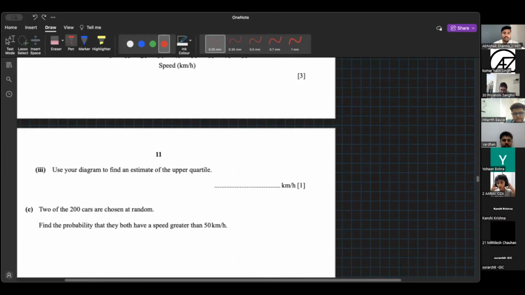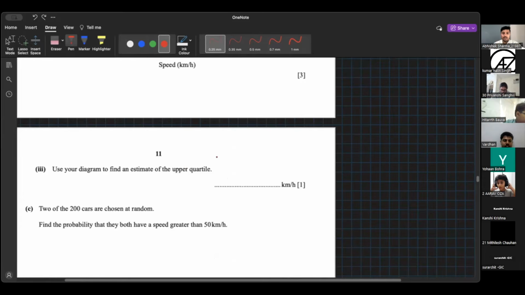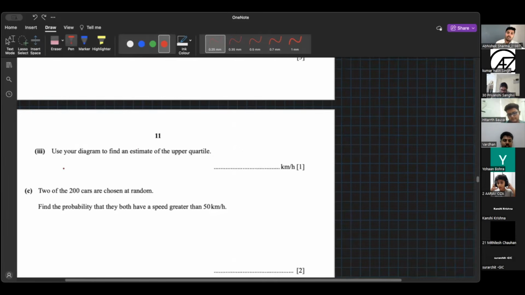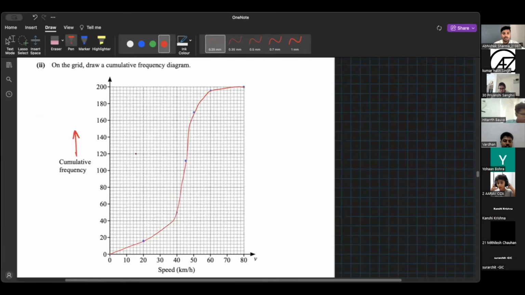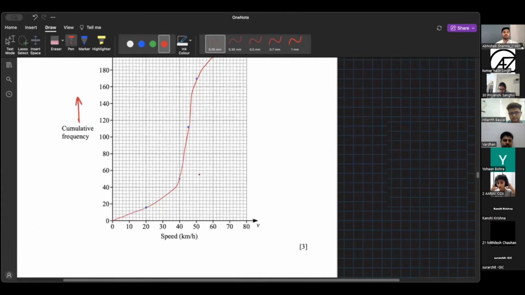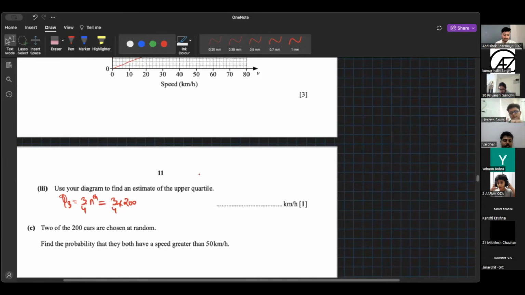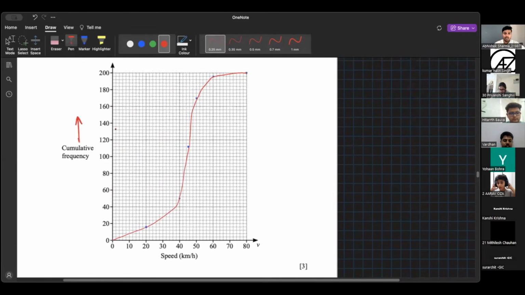Let's check. It says use your diagram to find the estimate of the upper quartile. What is upper quartile? Upper quartile is Q3. That is 3 by 4th of the data. I think there are 200 observations, right? So 3 by 4 into 200. They're asking for the 150th position value. So let's go to the 150th value.